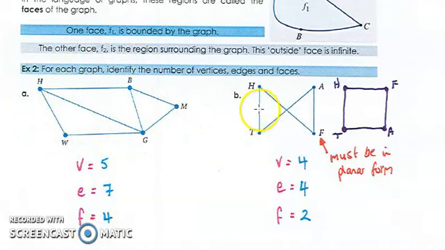Now, example B, it's easy to get the number of vertices and the number of edges. So it's 4 apiece. You've got to be careful though with the number of faces. If you look at this non-planar graph, you could say that there are 1, 2, 3 faces, 2 on the inside and 1 on the outside. However, this is non-planar. We have to make, if it's possible, we have to make the graph planar. Or in other words, we can't have an intersection.